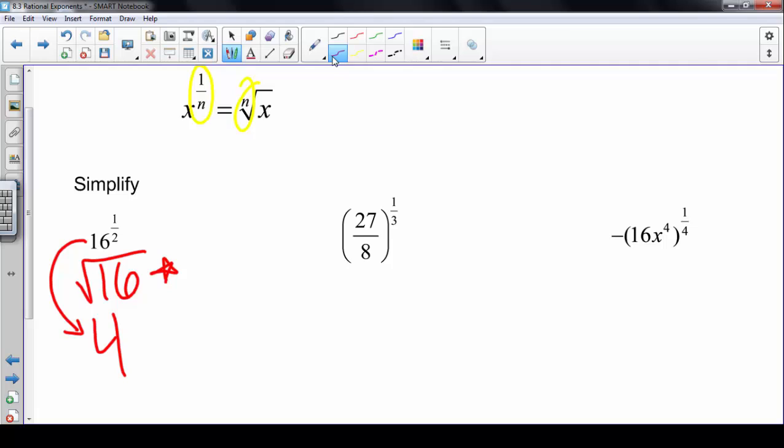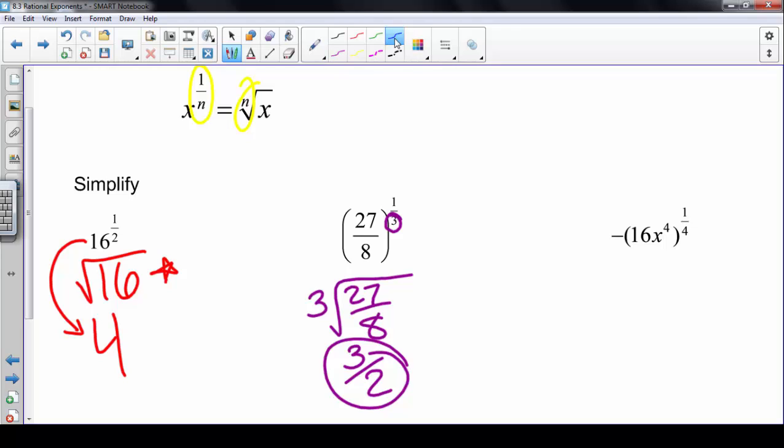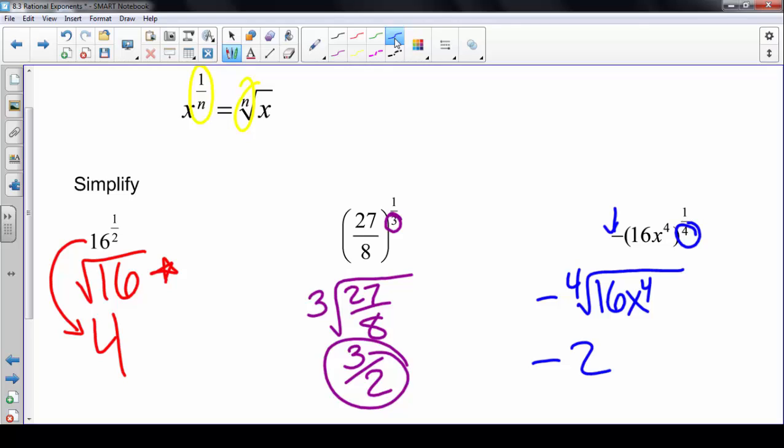So this next one, since it's to the 1/3 power, this means the cubed root. And notice our number stays the same that's inside those parentheses. It's now the same number that's in the root. And the cubed root of 27 is 3, cubed root of 8 is 2. And last but not least, notice this negative is on the outside. It's going to stay on that outside. 4th root, because it's 4 in a denominator, this negative will stay out front. 4th root of 16 is 2. X to the 4th with the 4th root is just x.